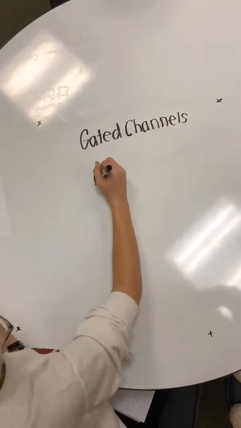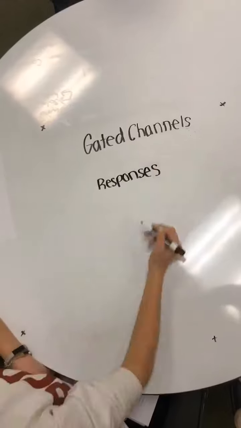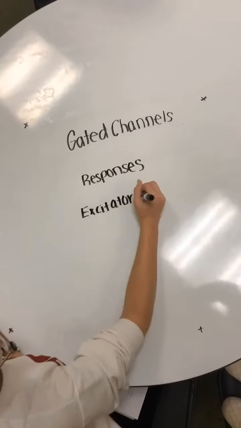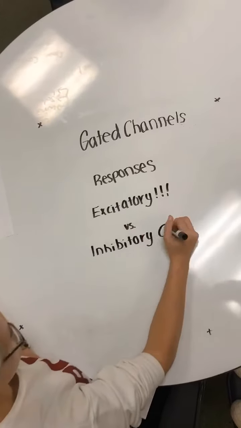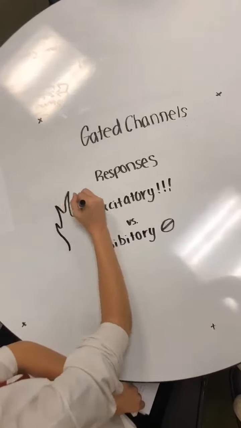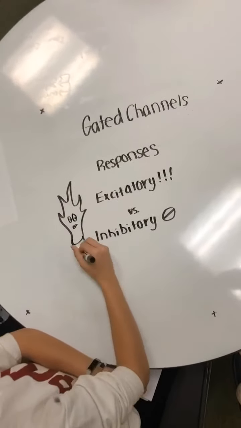Now, these gated channels can have different types of responses. One being excitatory, which is when an action potential is more likely to occur, hence excitatory, and inhibitory is when an action potential is less likely to occur.